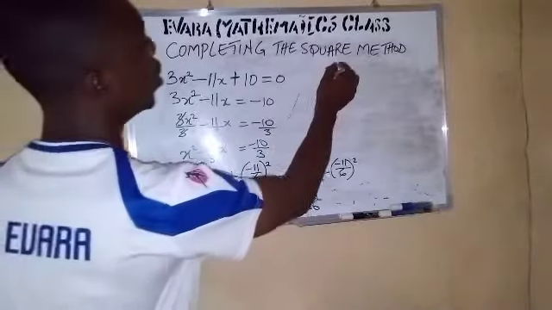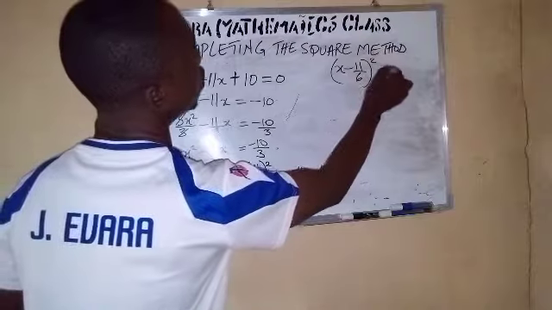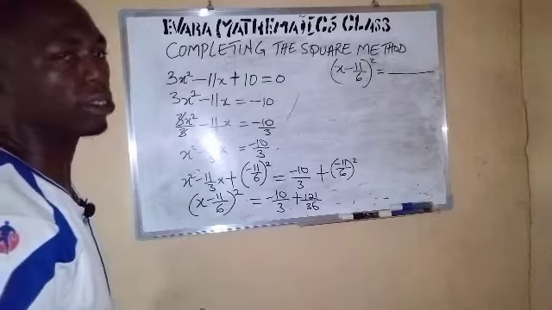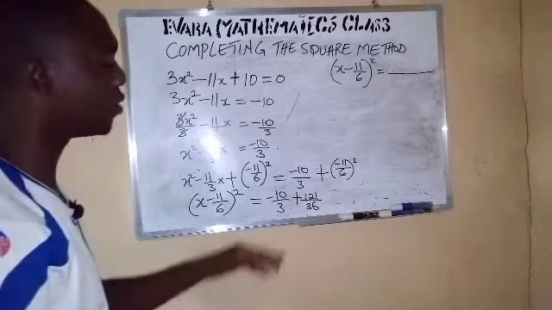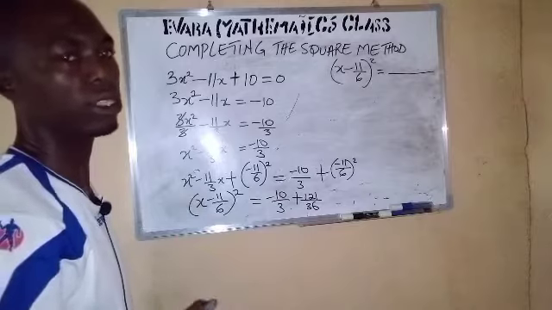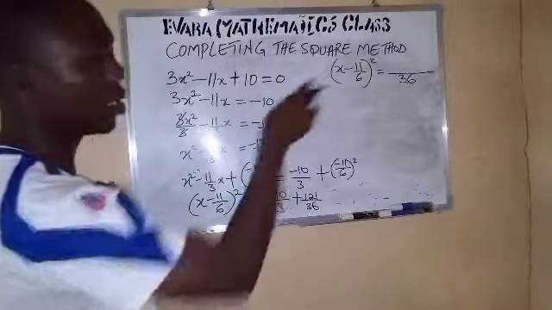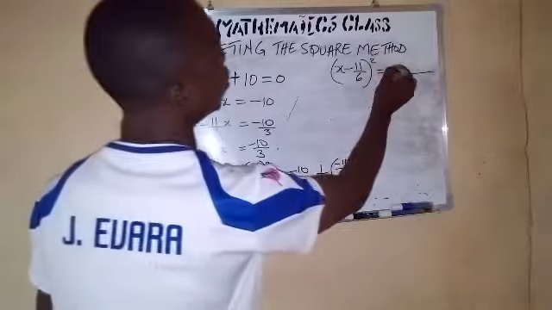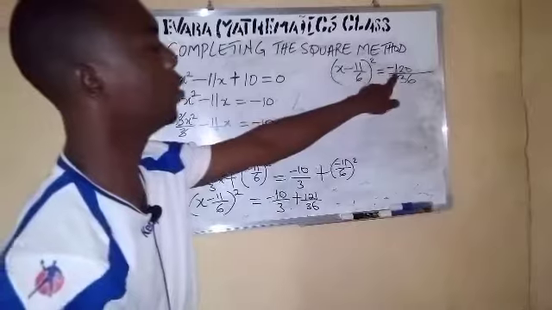We have x minus 11 over 6 squared is equal to, what's the LCM of 3 and 36? That is 36. Now when you have two denominators where the smaller one can divide the bigger one, then that bigger number is your LCM. So 36 is the LCM. How many 3 can we get in 36? That is 12. Then 12 multiplied by 10 will give us 120. Don't forget the negative sign there. That will be minus 120.